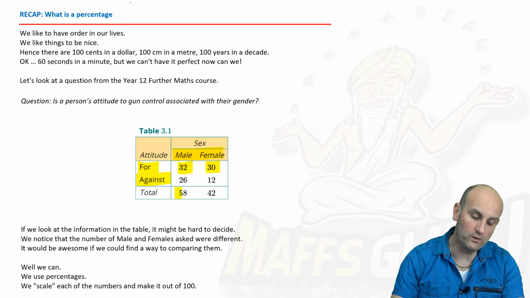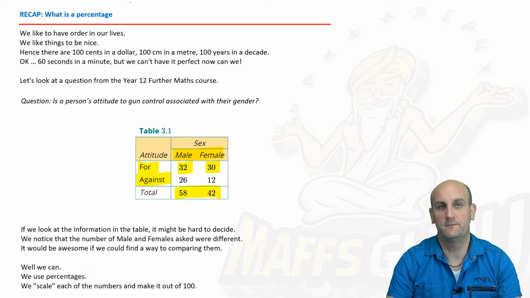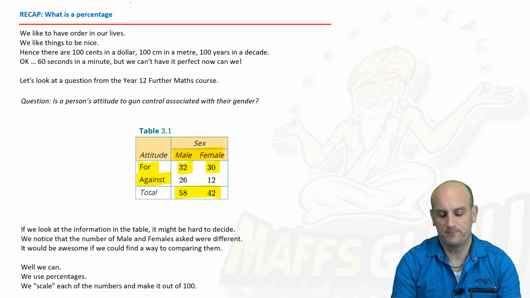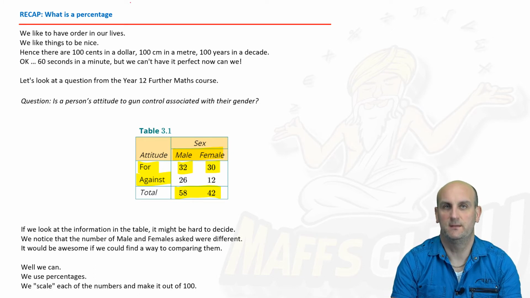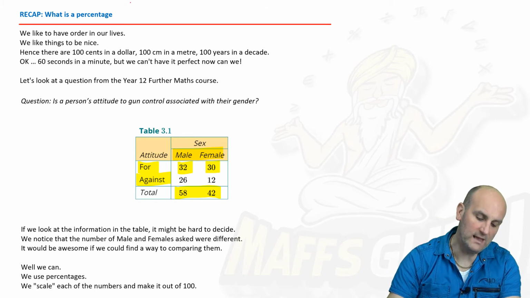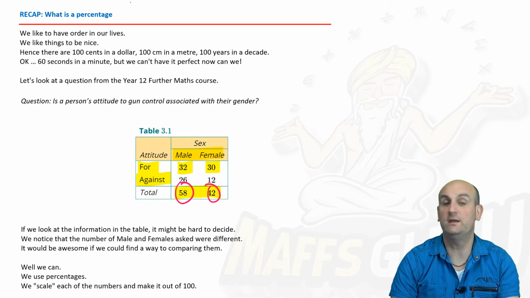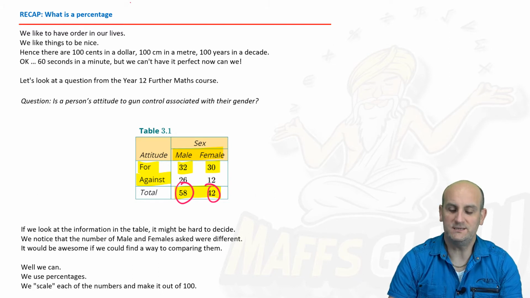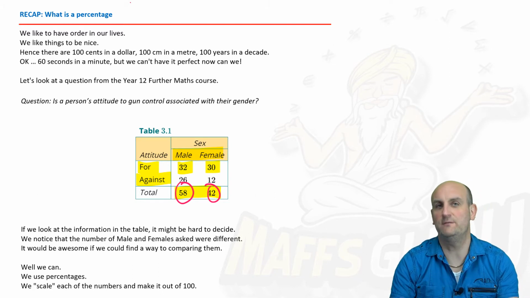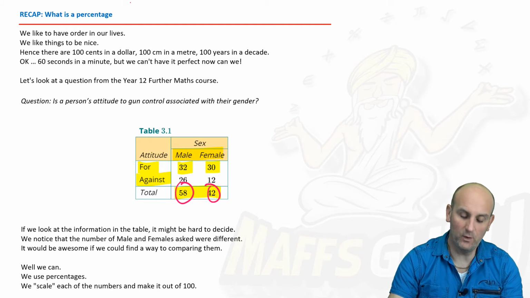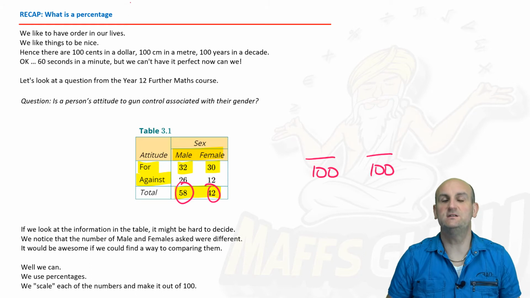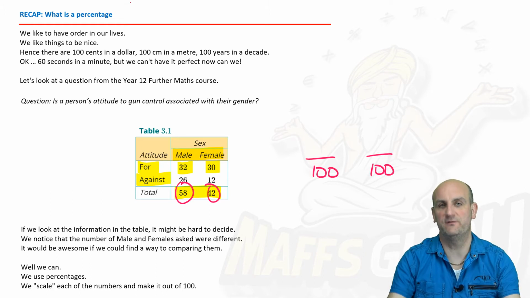Why? Well, look at the number of people who were asked. There were 58 men asked and 42 women asked. So does that make any difference? Well, absolutely it does. When we have different values down here, we can't compare the results. It's not easy for us to compare. So this is why we've come up with this random thing called a percentage. Because what we do is we scale, we change numbers so that they become out of 100.